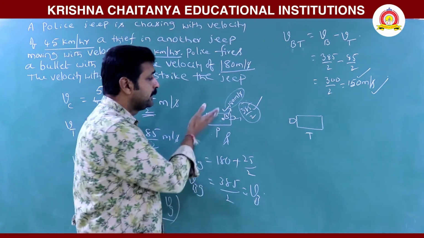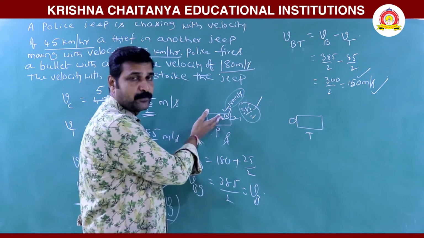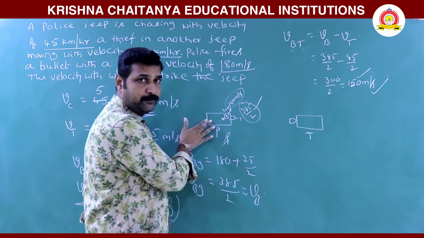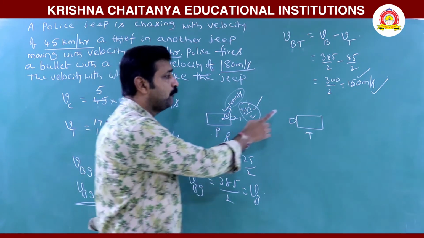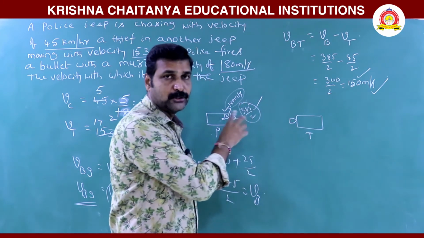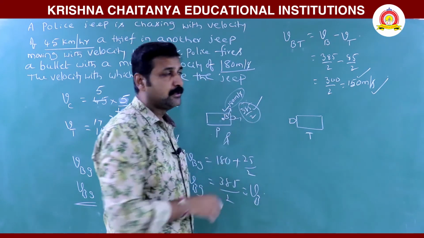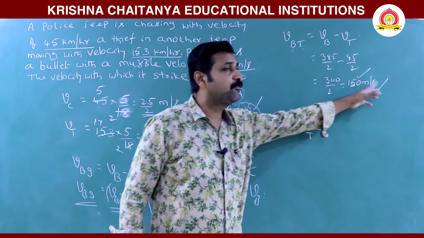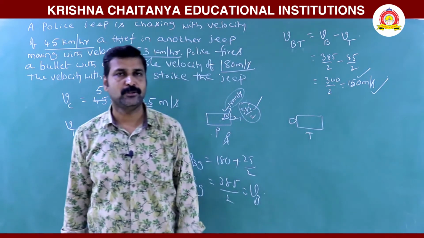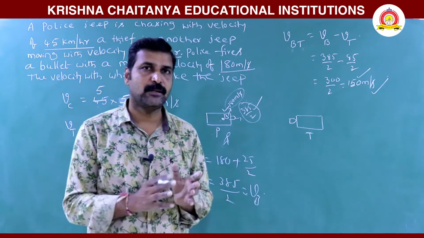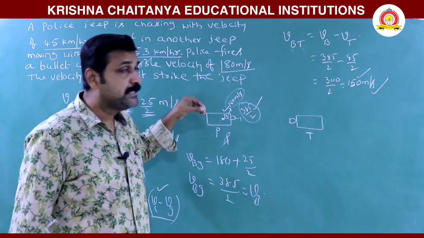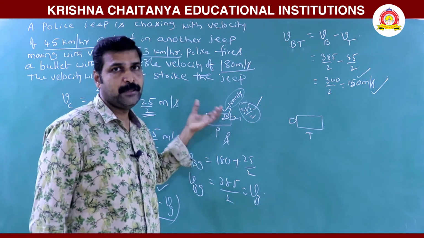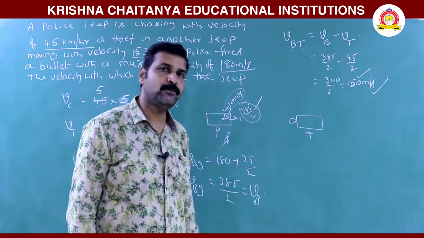Likewise, its velocity is relative and it changes frame by frame. For the police frame, for the ground frame, for the thief frame. So here there are 3 frames. Then the velocity with which it strikes the thief's frame is 150 meter per second. So keep in mind that frames of reference mean where it exists, with respect to which we are discussing. That is important in relative motion. Okay.